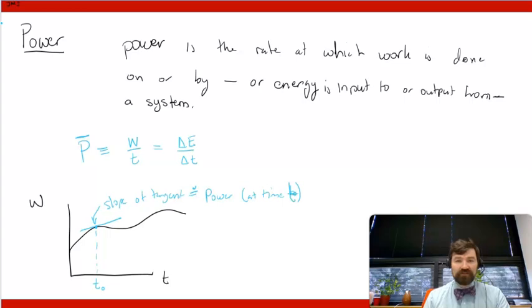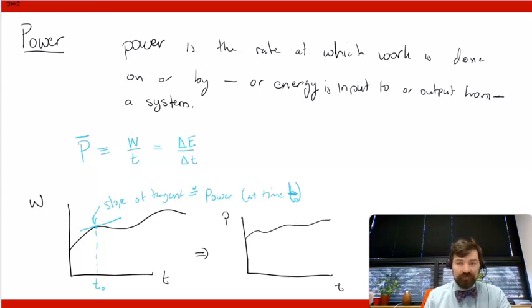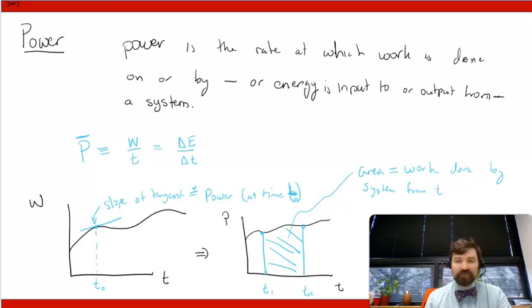And then conversely, that also means that if instead I have a plot of power versus time, power delivered and time, like this, that if I take the area between 2 points, let's call this T1 and T2, that this area in here is equal to work done by system, or on system, from T1 to T2, so during that time interval. Okay, so that defines power.